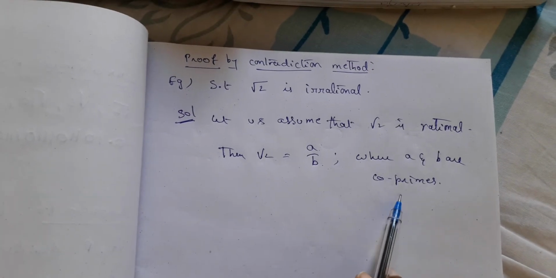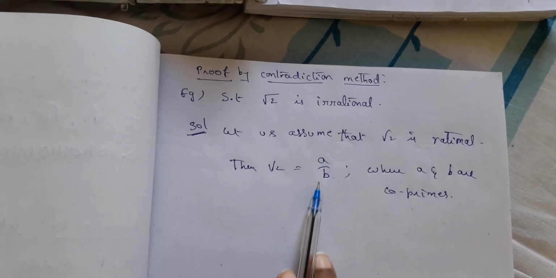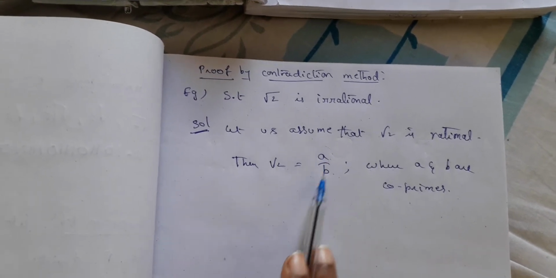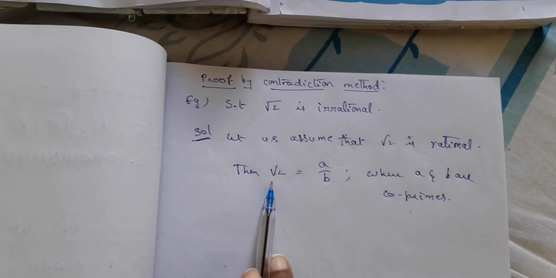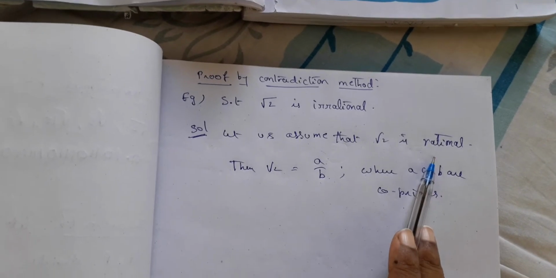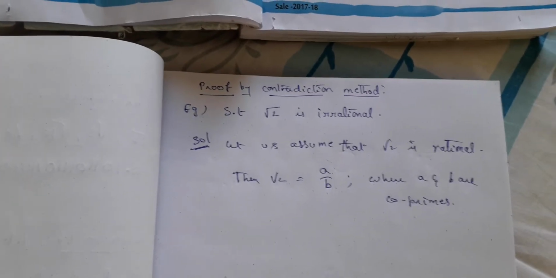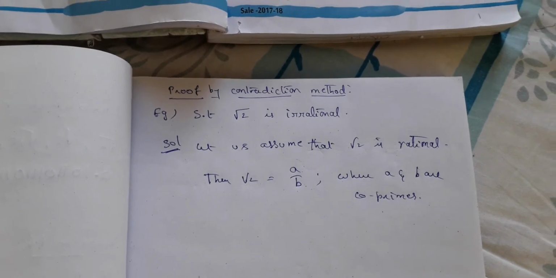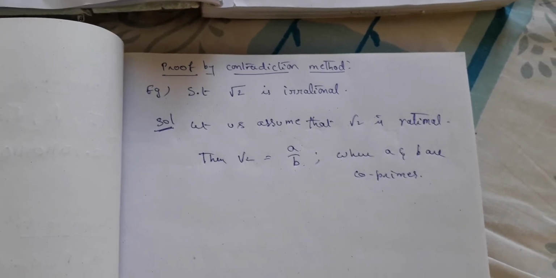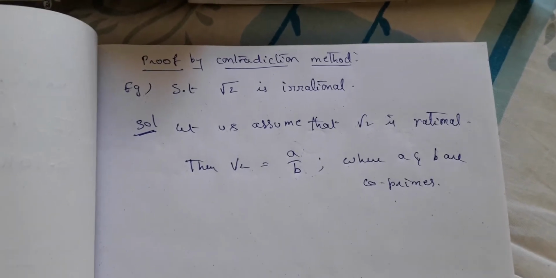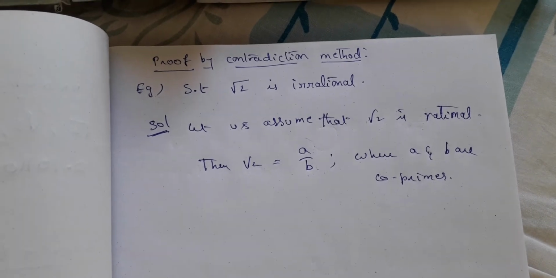When they are not co-primes, it can't be expressed in the form a by b. If root 2 cannot be expressed in this form, it means root 2 is not rational. If it is not rational, it is going to be irrational. This is the line of thinking, or the proof, that we have to make. Therefore, we have assumed that root 2 is a by b, where a and b are co-primes.